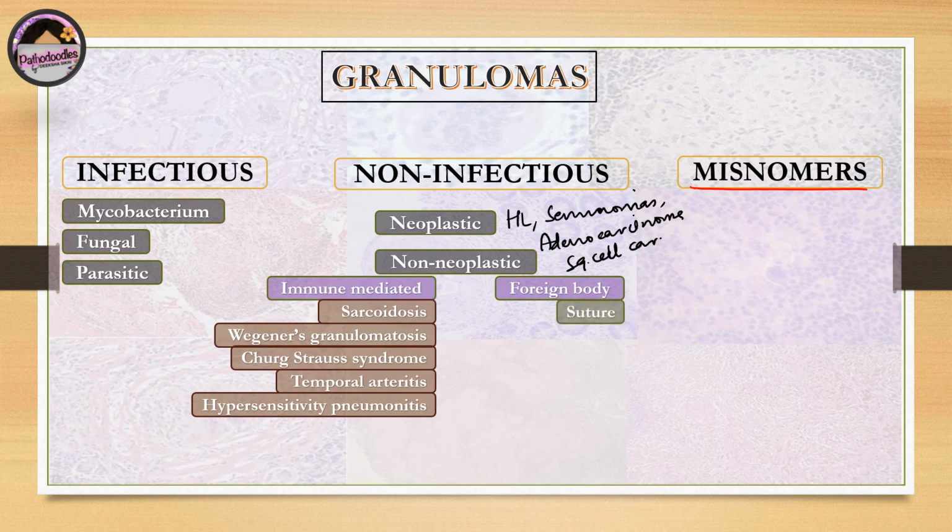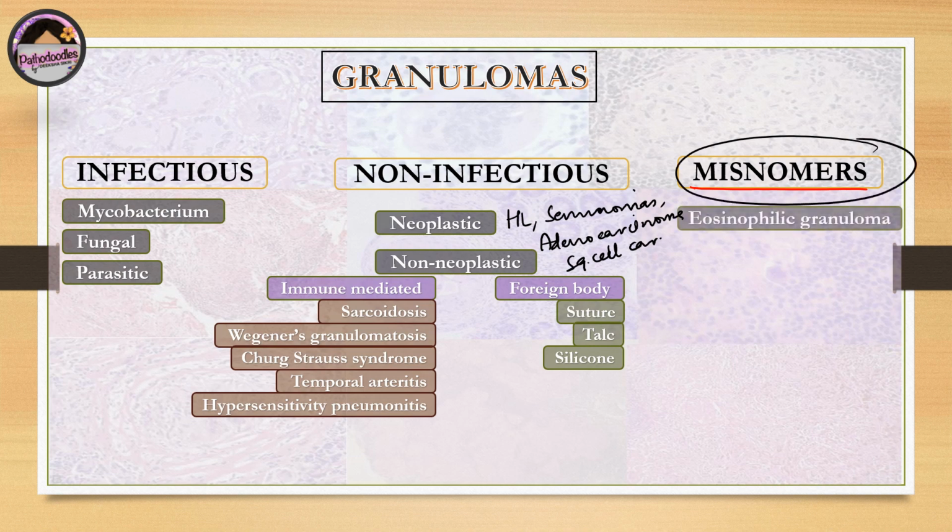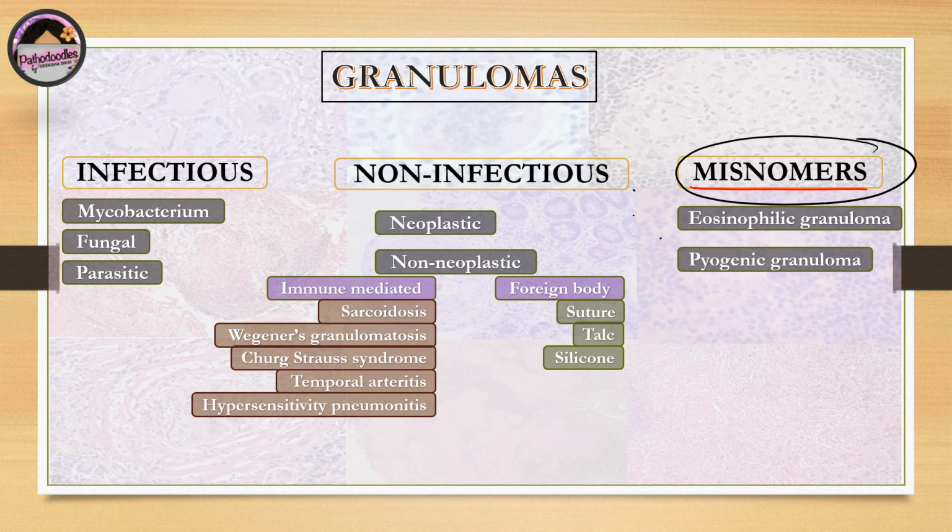Foreign body reactions could be seen against anything that the body feels is foreign, like suture granulomas, talc granulomas, silicone implant granulomas, and again the list is endless. Now let's come to the most important one among this, because it is a misnomer. I'm going to talk about two conditions here. First is eosinophilic granuloma, and the second one is pyogenic granuloma. Now both of them are called granulomas and yet don't contain them.